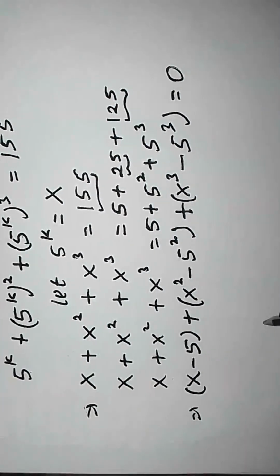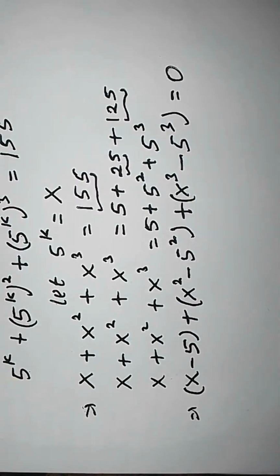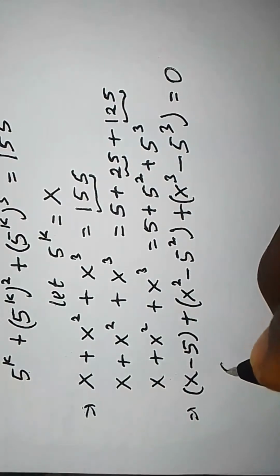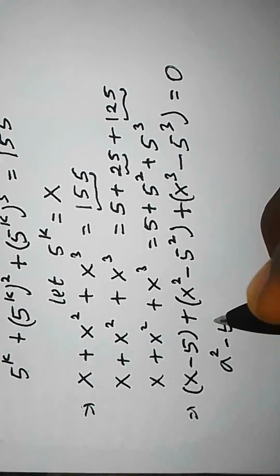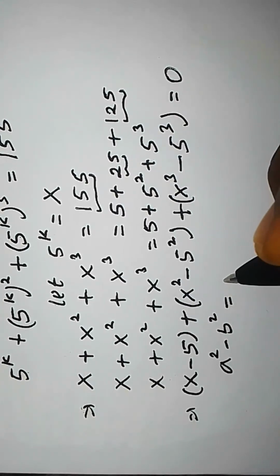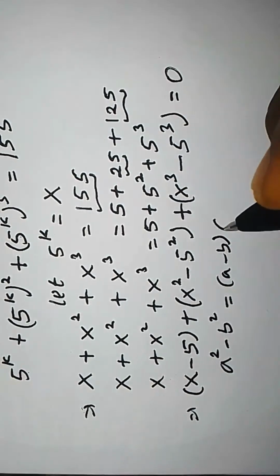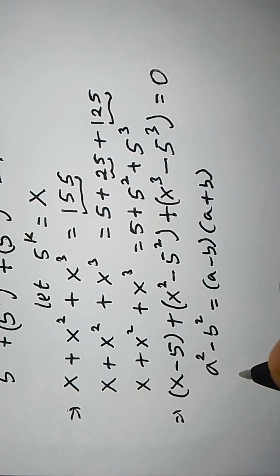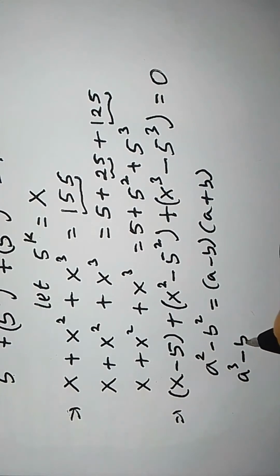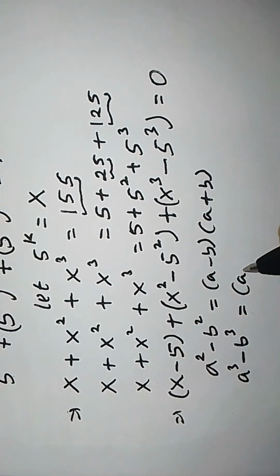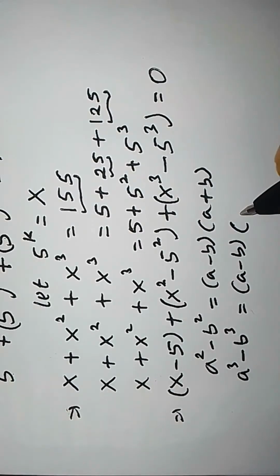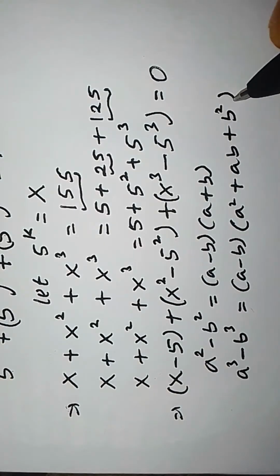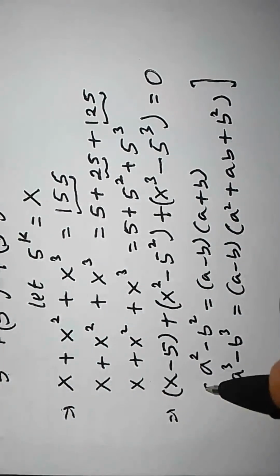Let's continue. Now, let us recall some identities. The first identity is a square minus b square is equal to a minus b times a plus b. The second identity is the difference of 2 cubes: a to the power of 3 minus b to the power of 3 is equal to a minus b times a square plus ab plus b square. Take note of these two identities.